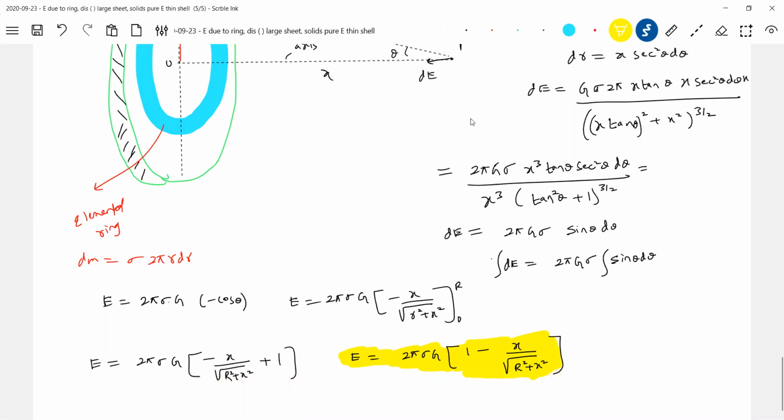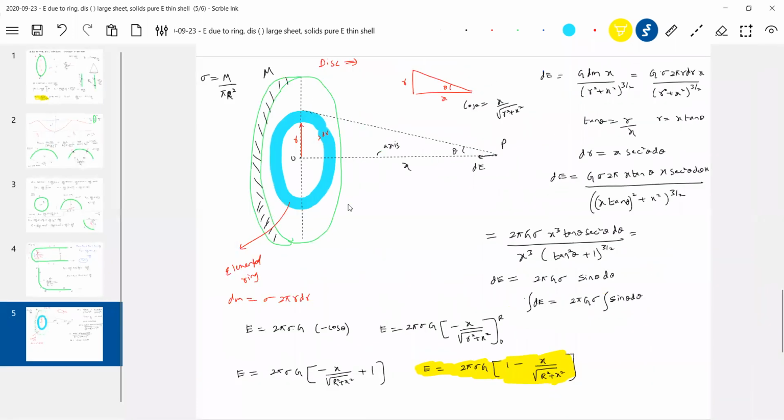So there's an answer here for the disk. This is what we got. Now what? So this assumption is very, very important.